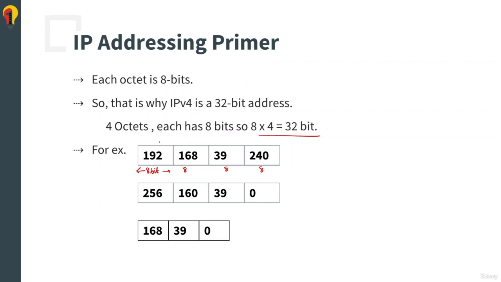Now let's come to the second example. Is this correct? No. Why? Because in the first octet, the value is 256. Now let's come to the third example. Is this correct? Again, no. Because IPv4 has 4 octets, but here there are only 3 octets.